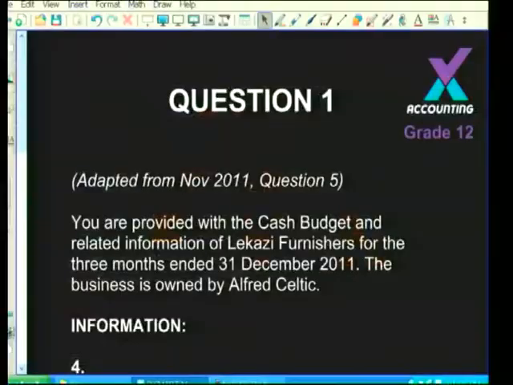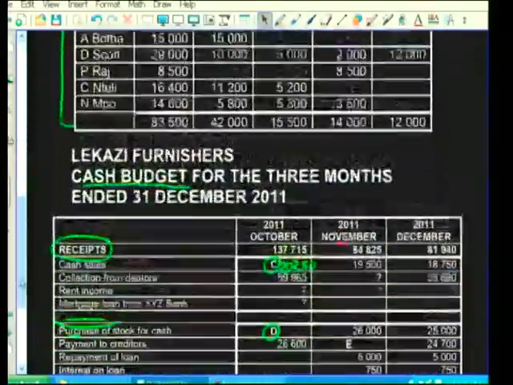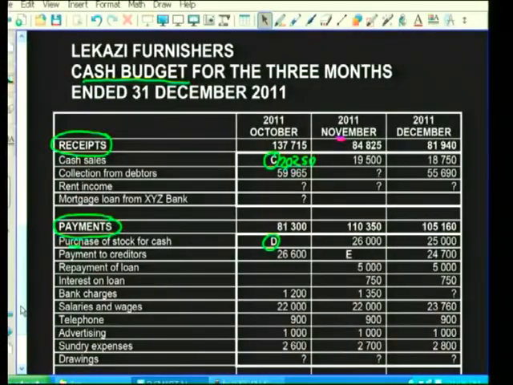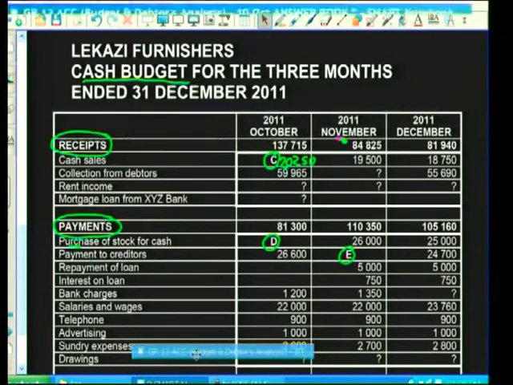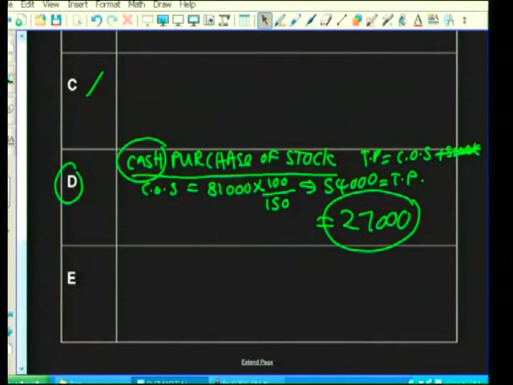I'm going to fill that in, so the answer is 27,000. Okay. Right, guys, let's move on now to E. So let's go back to that budget. Okay, there we go. We've done D, there's our E. E represents payments to creditors, and it's for the month of November. And again, guys, I'm going to use the answer sheet to answer this. So let's go back to the answer sheet. We are looking at E.